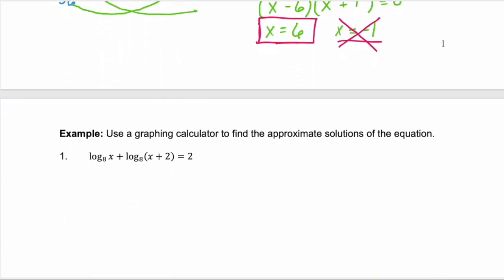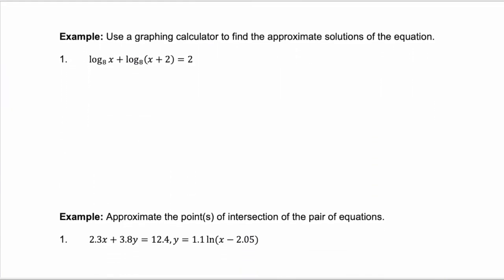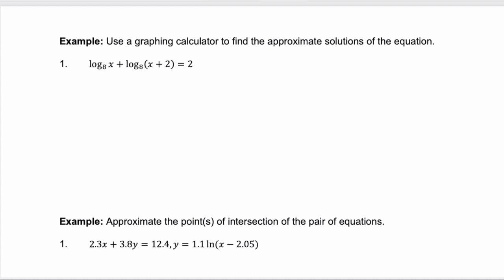Moving on to page 2, we now need to use our graphing calculator. And we're told to use our graphing calculator to find the approximate solutions of the equation. We could have done this technically for the one before, but we wanted to work it out by hand first. Let's do this one with the calculator. Applying that same product rule, we can combine these into one log. Log of base 8 of x times x plus 2 equals 2.